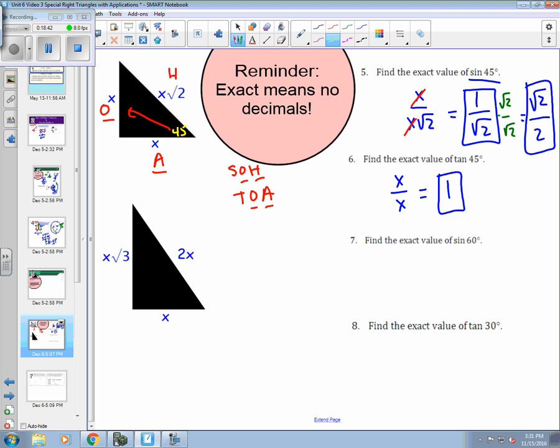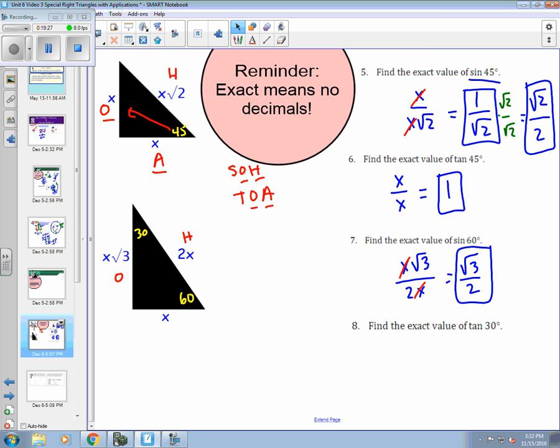On these triangles, your 30-degree angle is going to be opposite the shorter length. Your 60 is here, the bigger angle. And so sine 60, we want to find what's our opposite side and our hypotenuse. Sine 60 is going to be the opposite side, x times the square root of 3, over the hypotenuse, which is 2x. Our x values again cancel, leaving us with square root of 3 over 2 as the exact value of sine 60. All right, one last one, tangent 30.